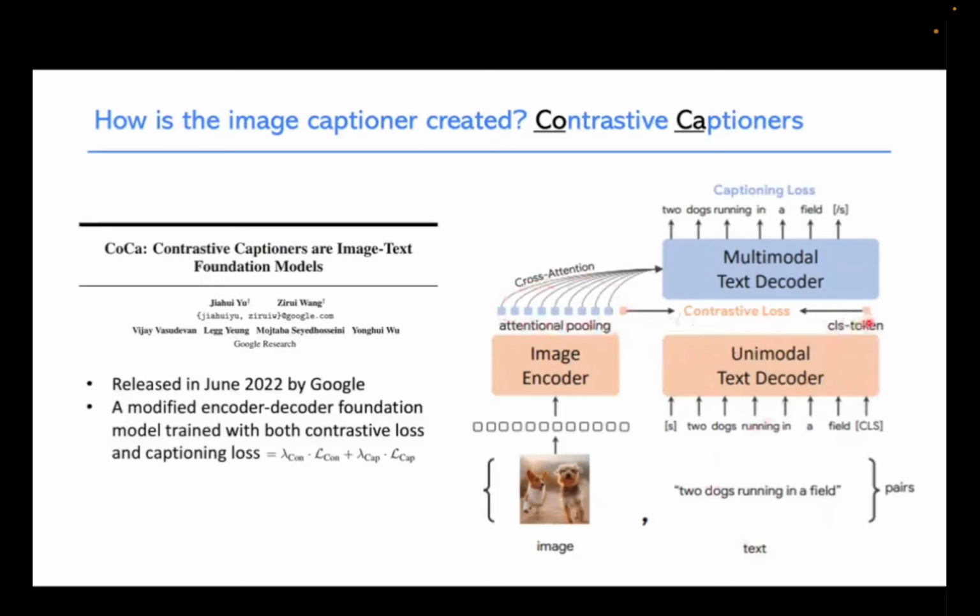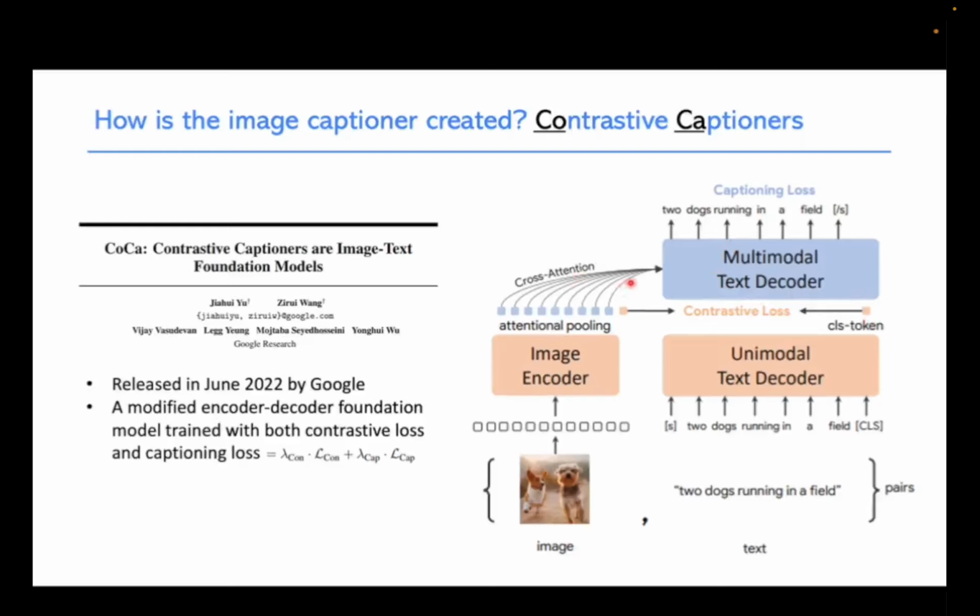This contrastive objective helps us understand the global meaning of the text and input. After that, in the multimodal text decoder stage, Lexi?